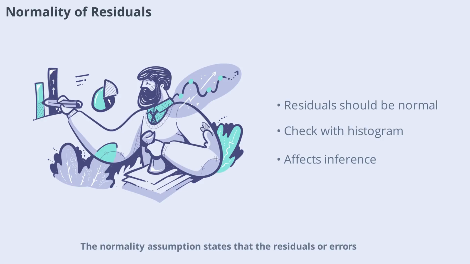The normality assumption states that the residuals, or errors, should be normally distributed. This is important for making valid inferences about the regression coefficients. You can check normality by plotting a histogram or a QQ plot of the residuals. If the residuals are not normal, it may affect hypothesis tests and confidence intervals.